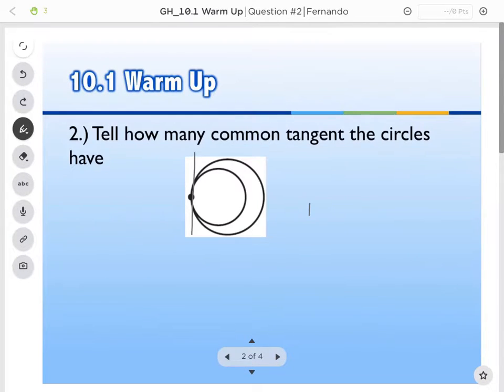All right, number 2 said tell how many common tangents the circles have. Which should just be one. You can only make one tangent, whether it be a segment or a line, that hits both those circles at 1 point.